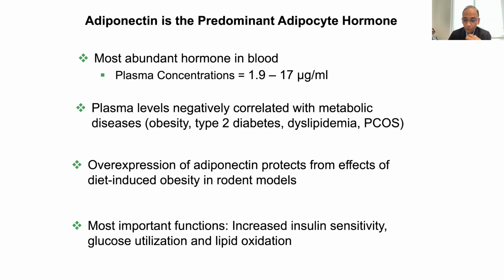And in rodent models, if you overexpress this hormone, you can feed those mice a McDonald's type of diet with a lot of fat and sucrose, but still those mice are protected from developing diet-induced obesity or type 2 diabetes. The most important function of this hormone is to increase insulin sensitivity, glucose utilization in the muscle and also in the liver, and particularly lipid oxidation. It has many pleiotropic beneficial effects related to inflammation, angiogenesis, and so on, which I'm not listing here.